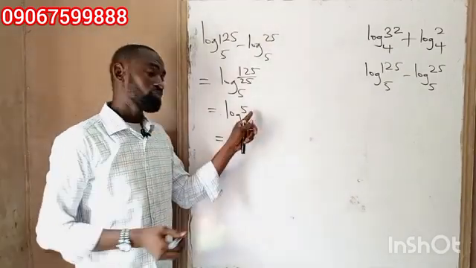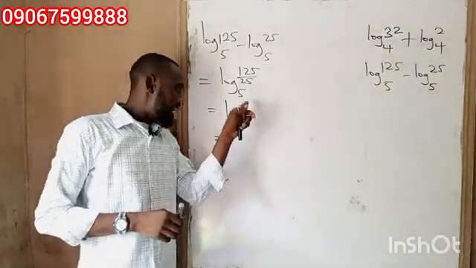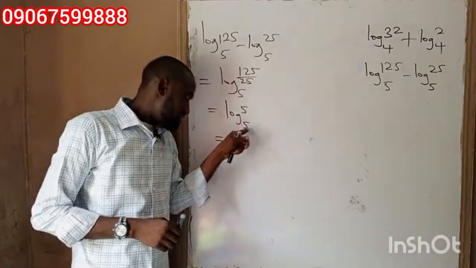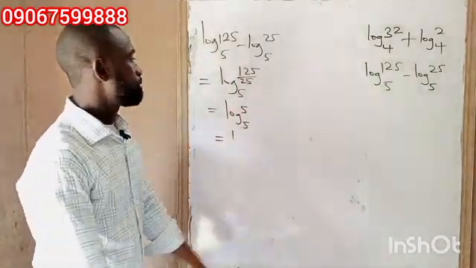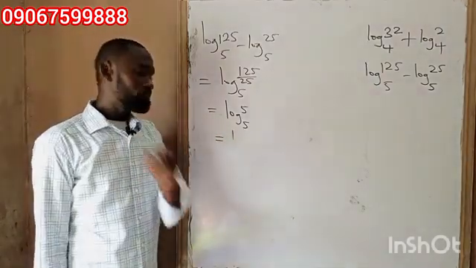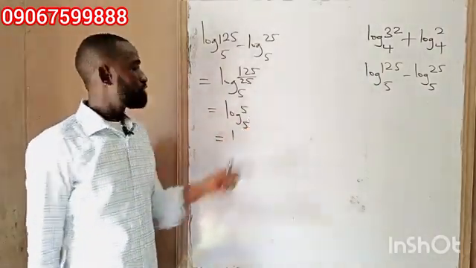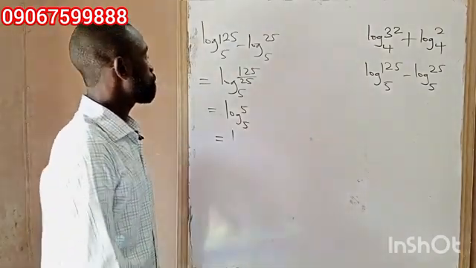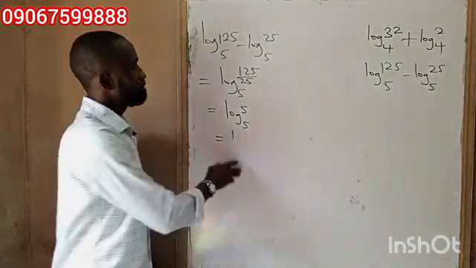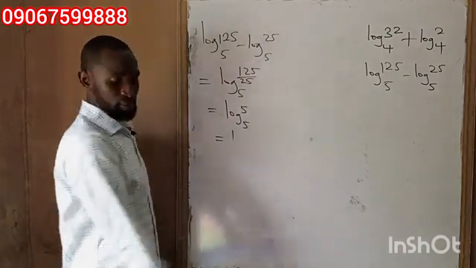Don't stop here, but this is a rule: log of any number to its base will give us 1. If you stop here, they will not give you your final answer. If it's theory, they will give you your full mark. But if it's OBJ, you will not even see this one here. So that is that. Log 5 base 5 is 1.